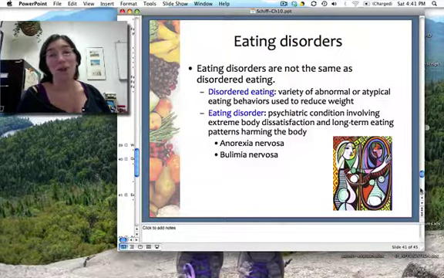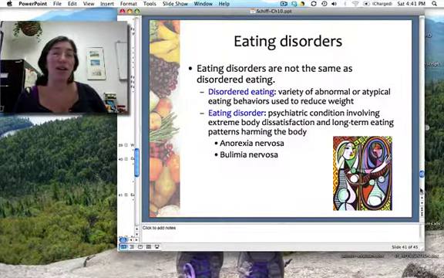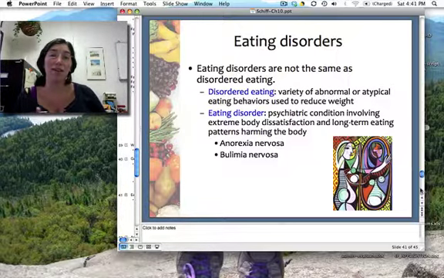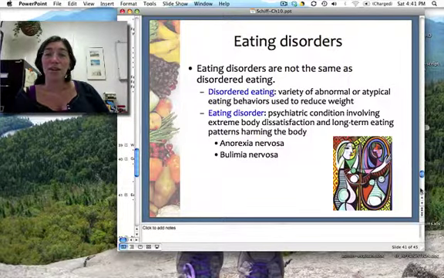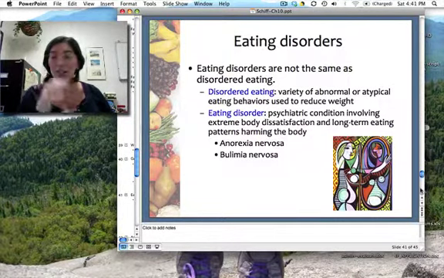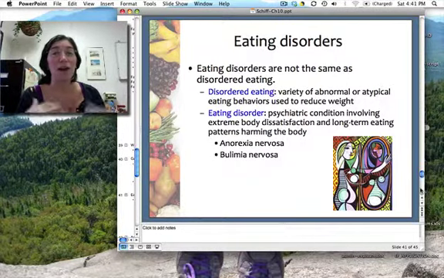So not eating breakfast and or lunch in order to reduce your calorie intake. An eating disorder is technically classified as a psychiatric condition. It's a psychological condition that can be diagnosed, and it usually involves a distortion of the body image.